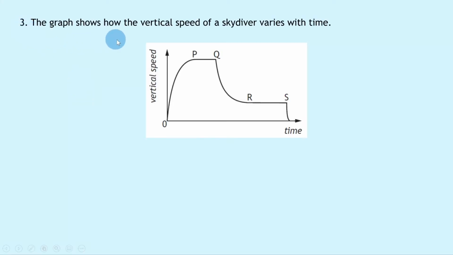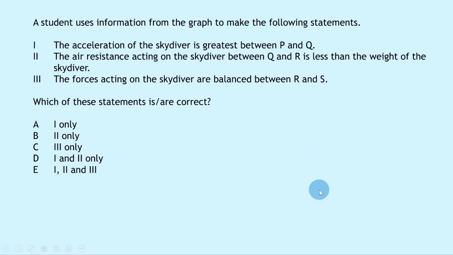Question 3 says the graph shows how the vertical speed of a skydiver varies with time. So you've got vertical speed on the y-axis against time on the x-axis, and you can then see we've got some labelled parts P, Q, R and S. It then says a student uses information from the graph to make the following statements. Statement 1 says the acceleration of the skydiver is greatest between P and Q. Statement 2, the air resistance acting on the skydiver between Q and R is less than the weight of the skydiver. And lastly, statement 3, the forces acting on the skydiver are balanced between R and S.